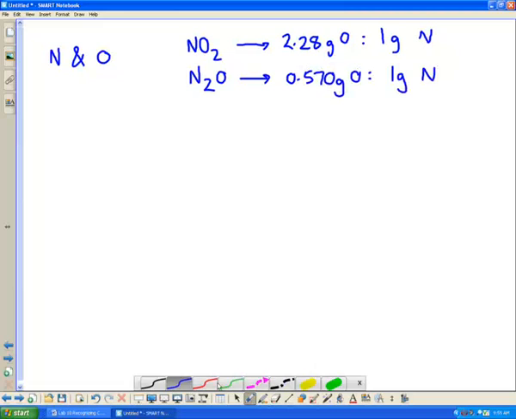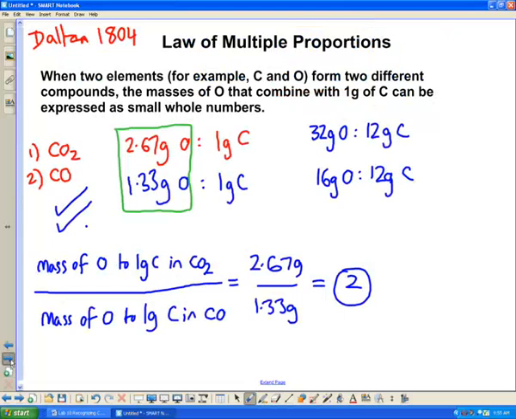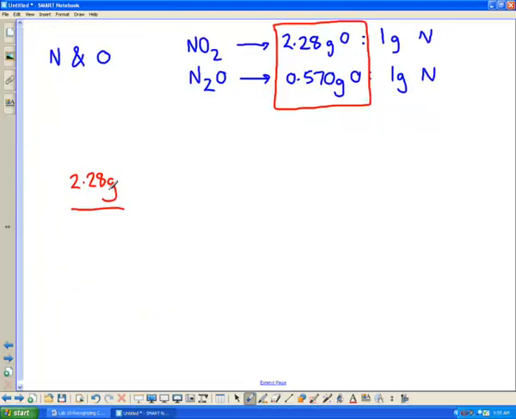Well, actually most of the work is done for us at this point. The 1 gram of nitrogen is set, those are fixed, and all we've got to do is to see, do the amounts of oxygen here divide out to give the ratio of a small whole number? So when we take the mass of oxygen in NO2 per 1 gram of nitrogen, we've got 2.28 grams. I'm doing exactly what I did back here right now. So the mass of oxygen to 1 gram of nitrogen in NO2 is on the top. The mass of oxygen to 1 gram of nitrogen from N2O is on the bottom.